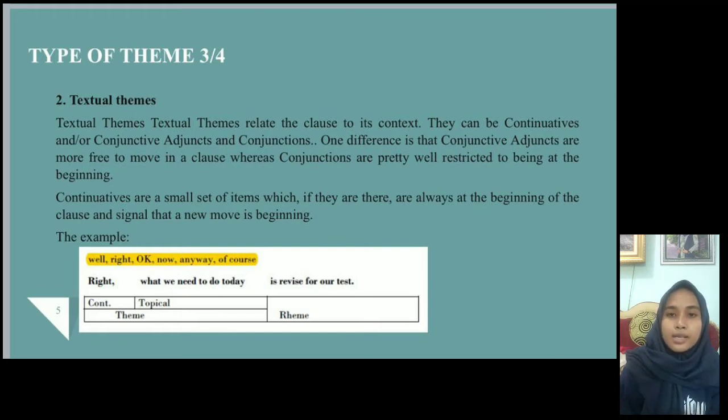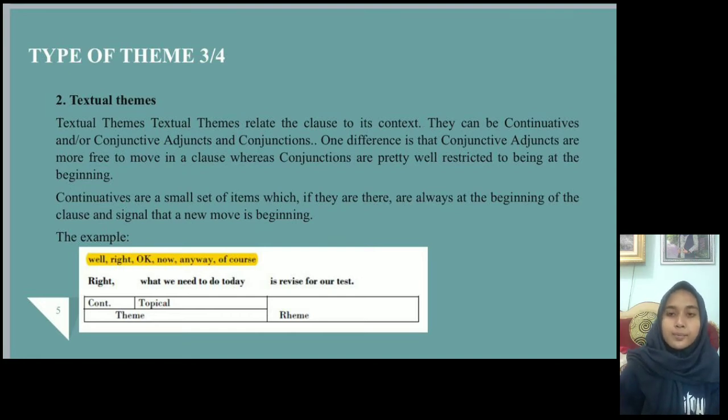Continuatives are a small set of items which, if they are there, are at the beginning of the clause and a signal that a new move is beginning. For example, right is continuative, what we need to do today is topical, and it's included in theme, and its revise for our task is rhyme.